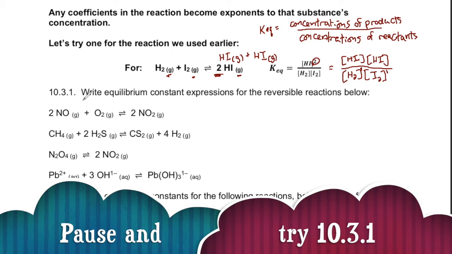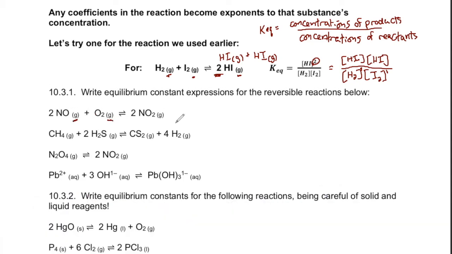Let's try a couple from this problem. These are all gases, so we are not going to worry about leaving out solids or liquids or making them equal to 1. So we're going to have the concentration of the products over the concentration of the reactants. So let's write it like this. Okay, so the concentration of products over the concentration of the reactants.